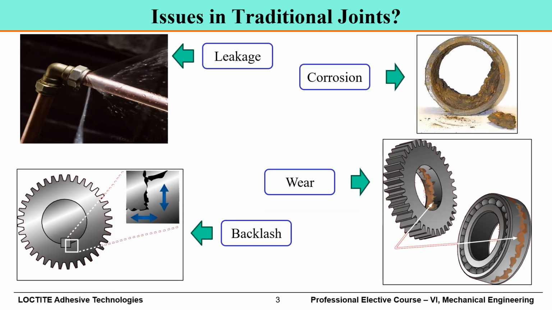Traditional joints such as bolting, welding, threading, etc. have several issues such as leakage, corrosion, backlash, wear, as you can see in the pictures. Now we will watch a video that compares the performance of the traditional joints and the joints made up of adhesives.